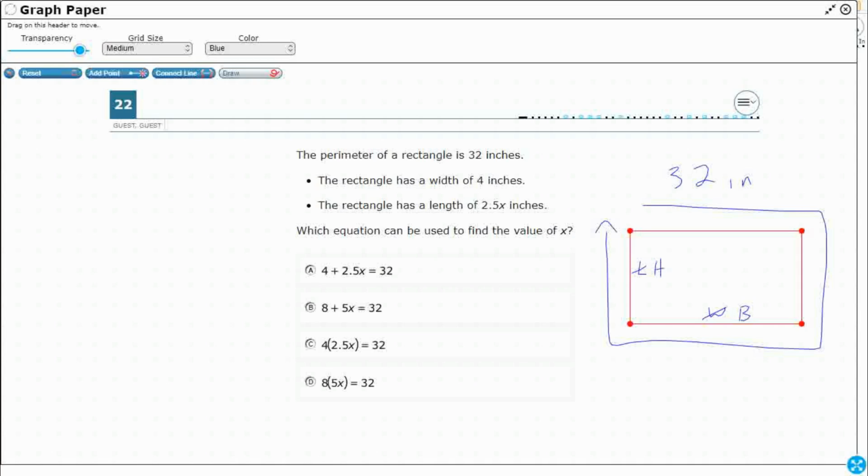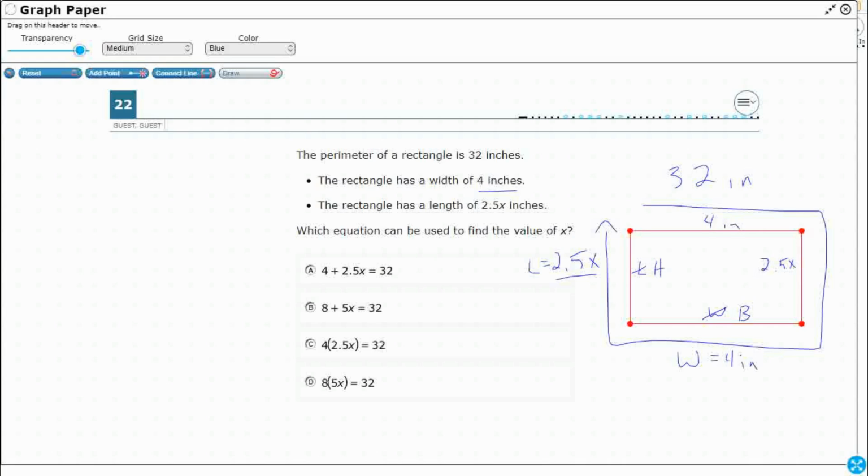All right, so it has a width of 4 inches. Let's say my width equals 4 inches. And then my rectangle has a length of 2.5x. So here's my length, 2.5x. So how would we solve this? Well, what we would normally do is add all the sides. So if this is 4 inches, this is 4 inches, and if this is 2.5x, this is 2.5x.